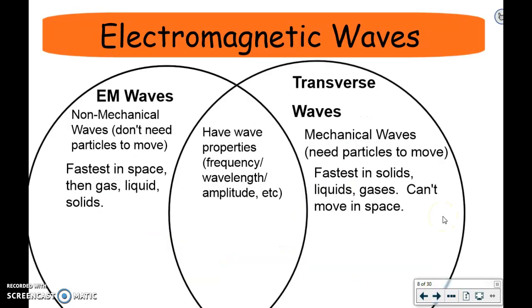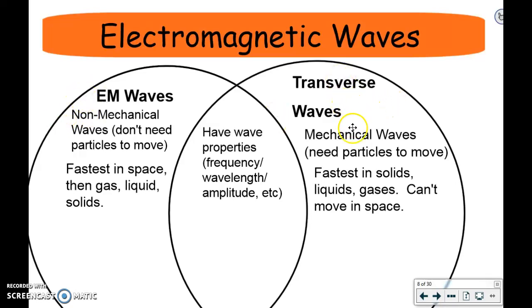So what's really the big difference between EM waves, electromagnetic waves, and transverse waves? Well, EM waves are non-mechanical waves, meaning that particles do not actually move. Once again, EM waves are just a release of energy. So there's nothing physically moving that you can actually measure. It's all an effect. It's an energy.